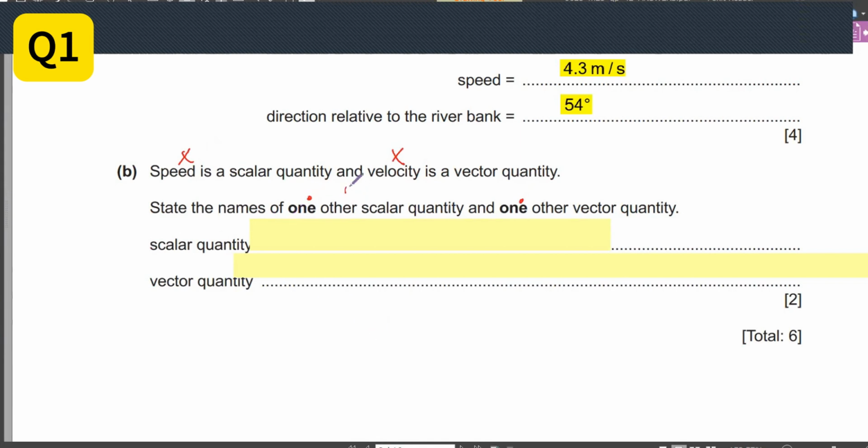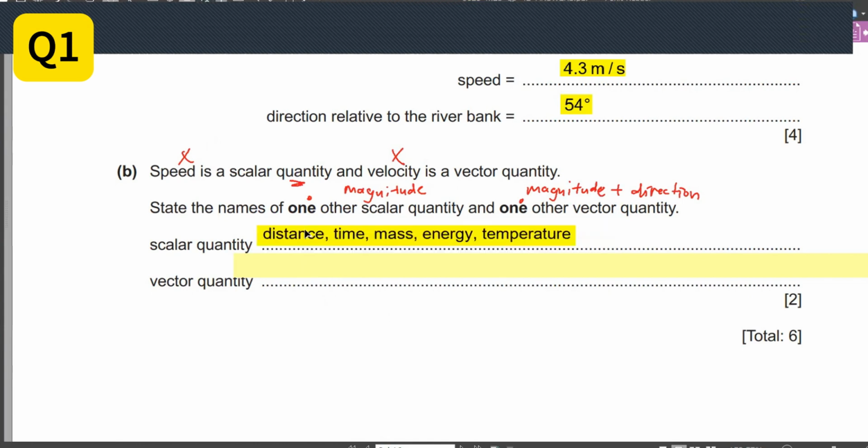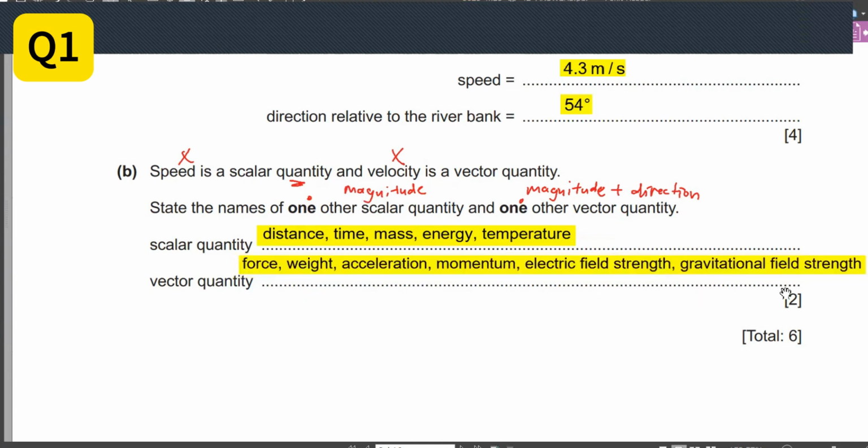So scalar means we have magnitude only. Vector, we have magnitude and direction. So what are the quantities that have magnitude only, and quantities that have magnitude and direction? Examples: distance, time, mass, energy, temperature. These are all scalars. Examples of vector, so these are all acceptable answers: force, weight, acceleration, momentum, electric field strength, gravitational field strength. All of them have magnitude and have direction.